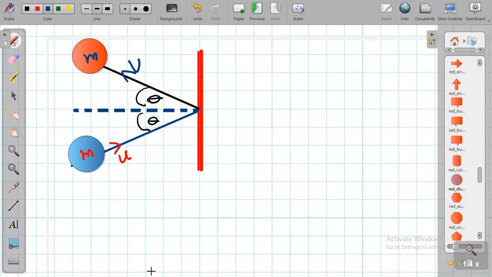Write it: collisions of particles at an angle to the surface. Have a really good look at it. See, this one collides with an angle, not directly like this. It collides with an angle and bounces back, not in a perpendicular way, with the same angle. Like hitting a ball against a wall.